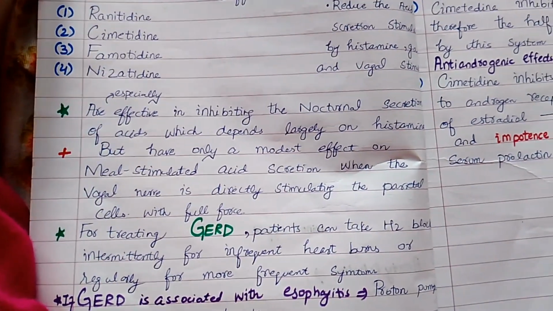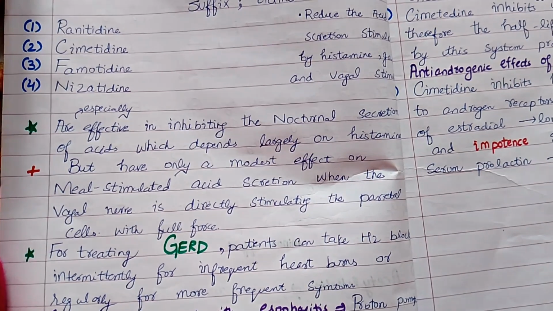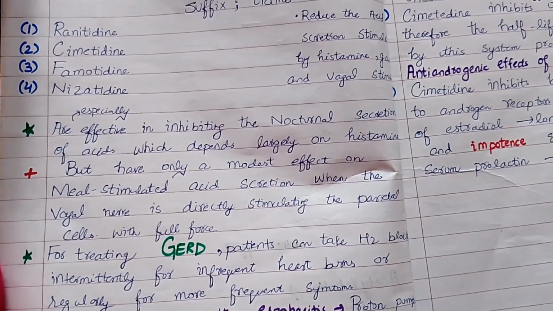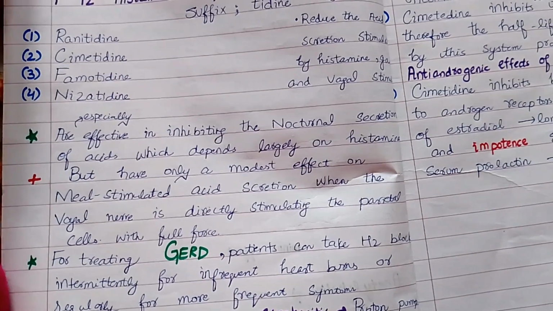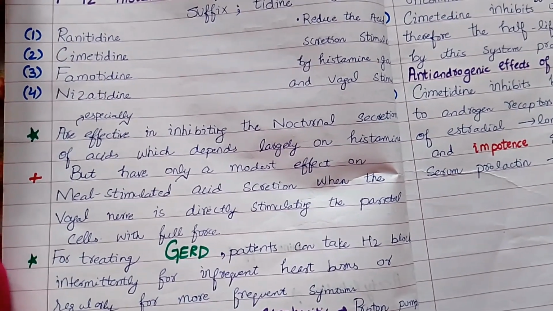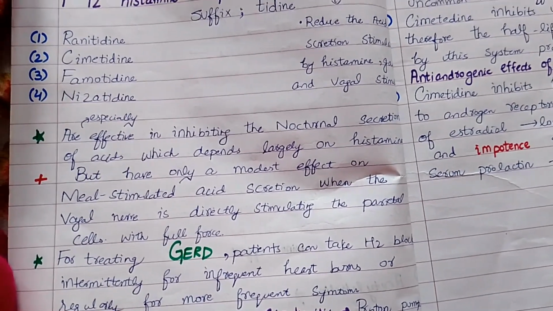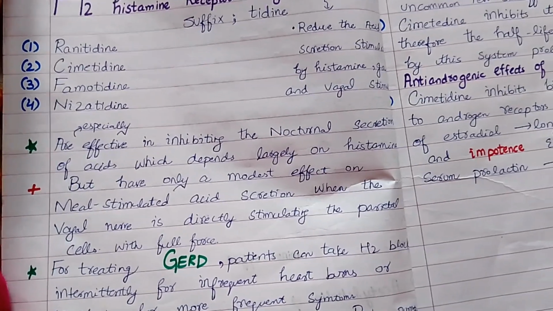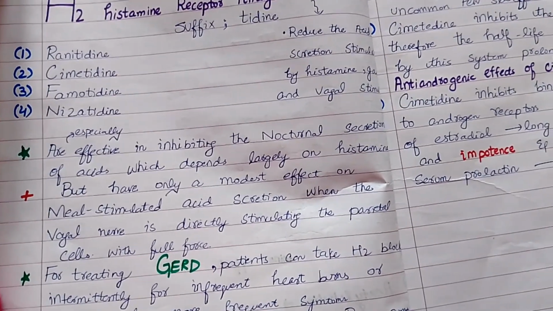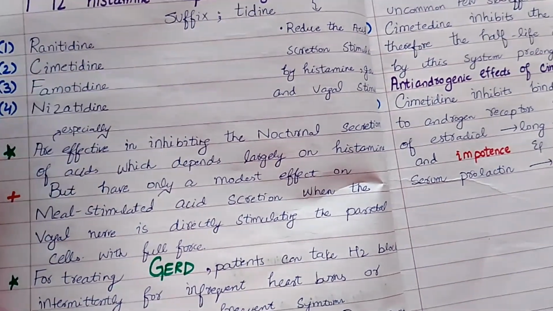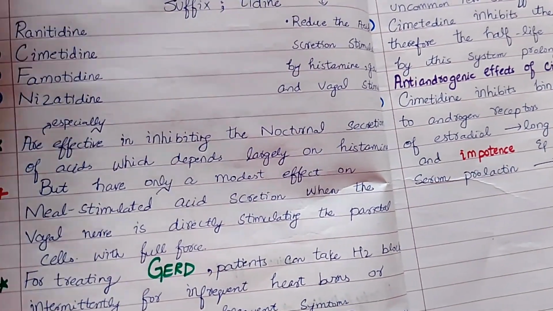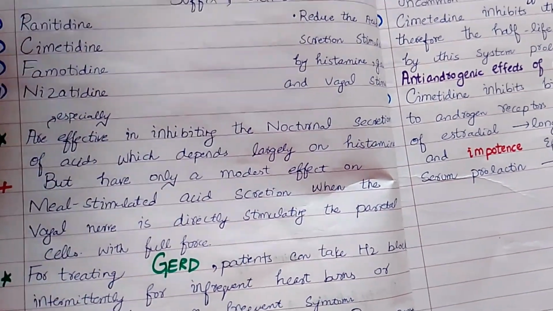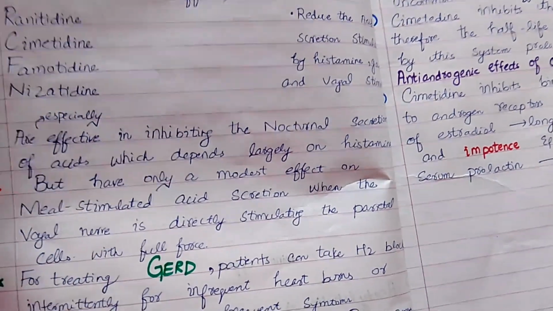They are especially effective in inhibiting the nocturnal secretion of acids, which depends largely on histamine, but have only a modest effect on meal-stimulated acid secretion when the vagal nerve is directly stimulating the parietal cells with full force. So we mostly use these histamine receptor blockers for inhibiting nocturnal acid secretion and not meal-stimulated acid, according to what's written in your book Sketchy.